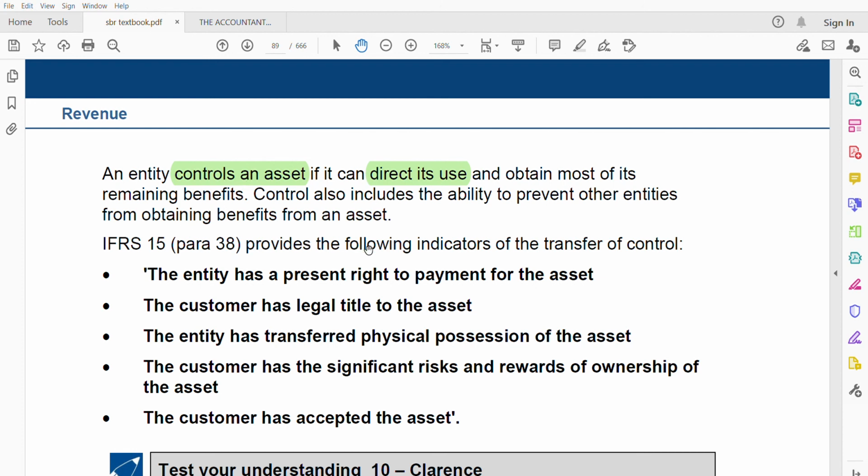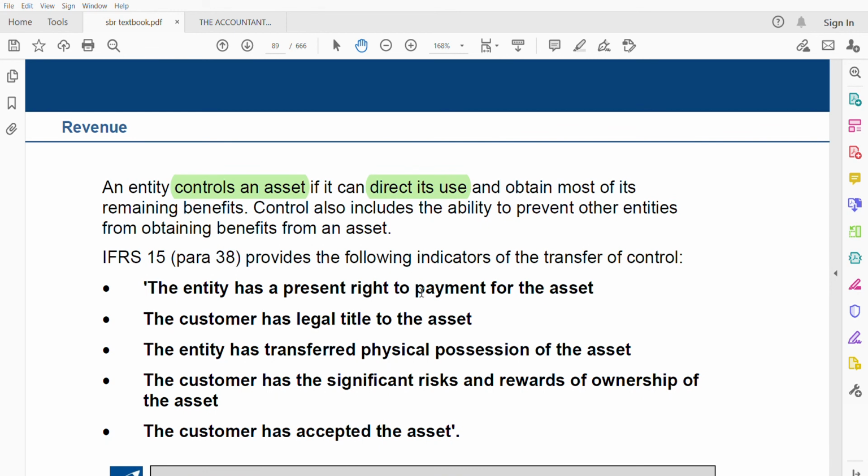They provide the following 5 indicators of the transfer of control. Now, these are the 5 things that show that control has been transferred to the customer. You need to memorize this. You need to go through this. First, the entity has a present right to payment for the asset. Since they have given that asset to the customer, the entity will receive a payment for that transfer. So they have the right to it, a present right to payment.